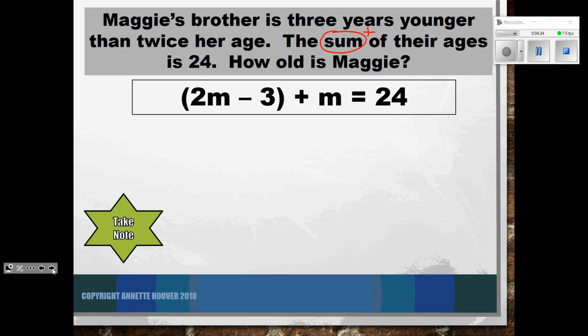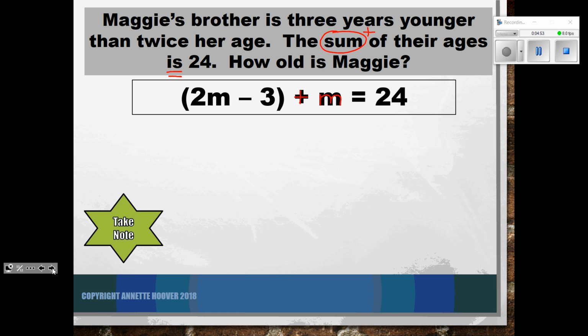So here was the equation we came up with for Maggie's brother. He was 3 years less than twice Maggie's age. So I used the variable n just to represent Maggie there. Then it said the sum of their ages, so I added Maggie's age. When you read the "is," we know that's an equal sign, is 24. Now we have an equation.